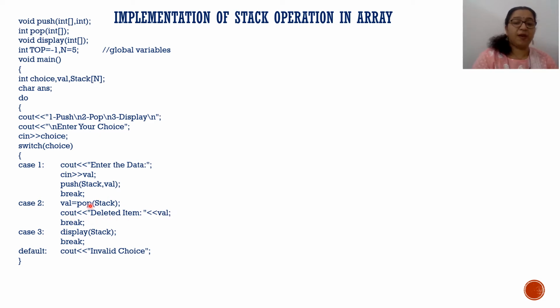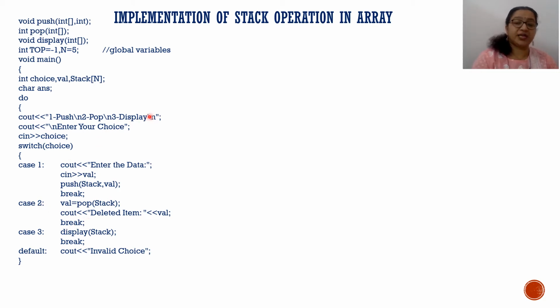So in pop we are passing only that stack array. Through that function we'll get a return value that is assigned to val. Then we can give the message to the user, say this is the deleted item val. So break is there. So case 2 is also over.